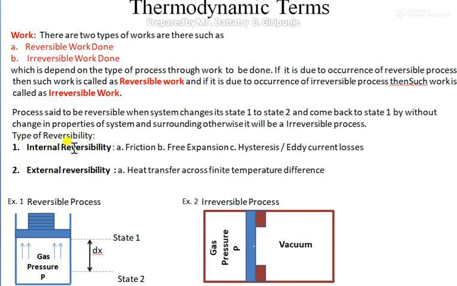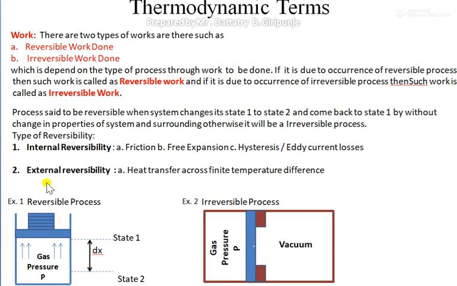What are the rules of internal reversibility? There should not be friction, there should not be free expansion, and no eddy current losses. So no such current factor we are considering here. Now for the mechanical term, there is no friction and no free expansion. So here I am considering this piston is completely weightless and frictionless. I am just adding a weight over the piston.